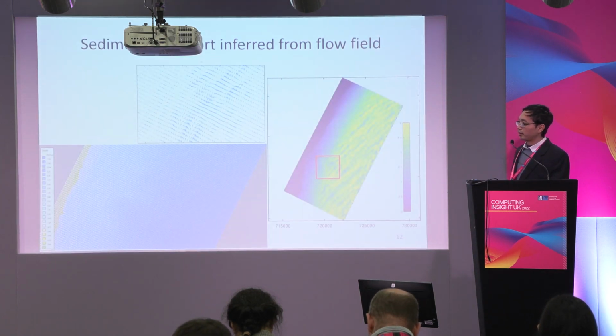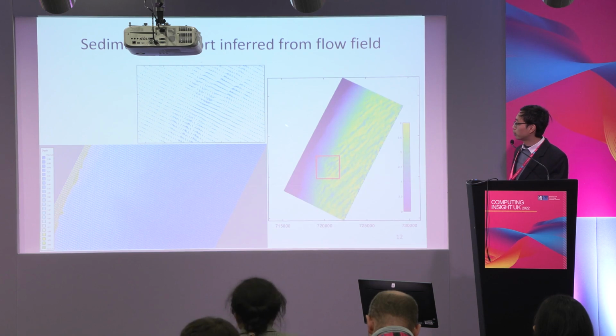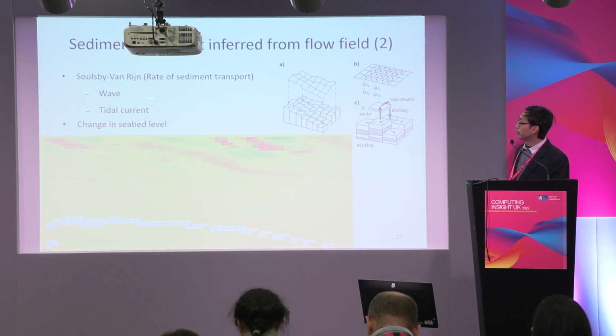We can also use results from wave and tide flow to force the sediment transport. For example, this is a case with a shoreline here, and we use the Soulsby-Van Rijn rate of sediment transport flow. This is a very easy procedure to implement, which is based on calculating the transport by the wave and the transport by the tidal current separately, and then adding them to see what the total sediment transport between the cells is.